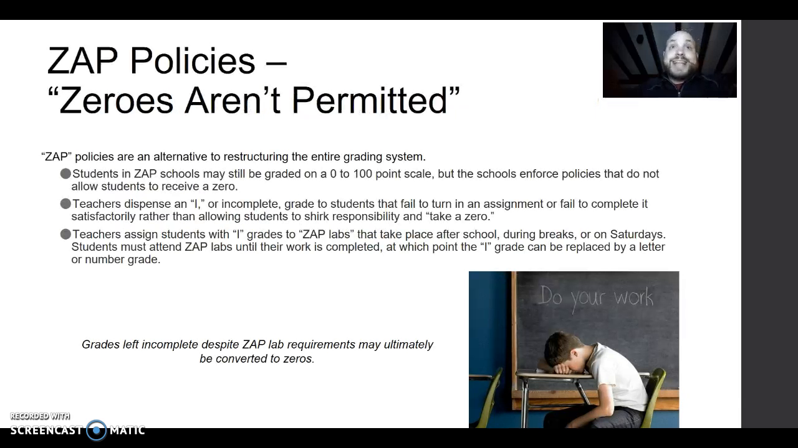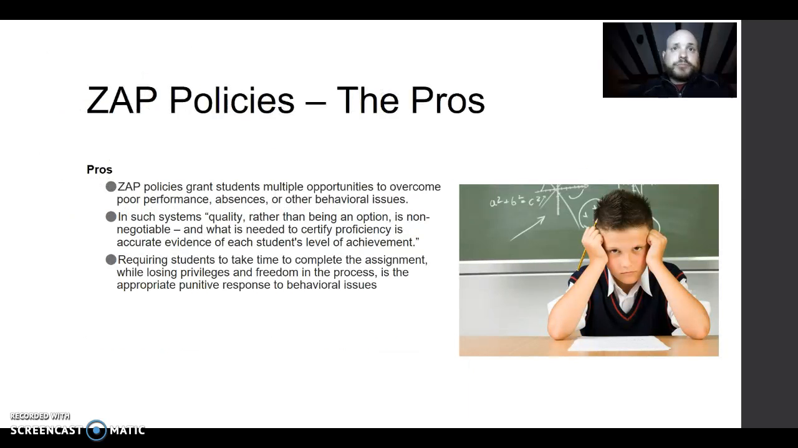And finally, ZAP, or zeros aren't permitted. ZAPs are alternative to restructuring the grading system. Students in ZAP schools may be graded on a 0 to 100 scale, but school policies do not allow the students to receive a 0. Pros. ZAP policies grant students multiple opportunities. In such systems, quality rather than an option is non-negotiable. And finally, it's requiring students to take time to complete the assignment while losing privileges.